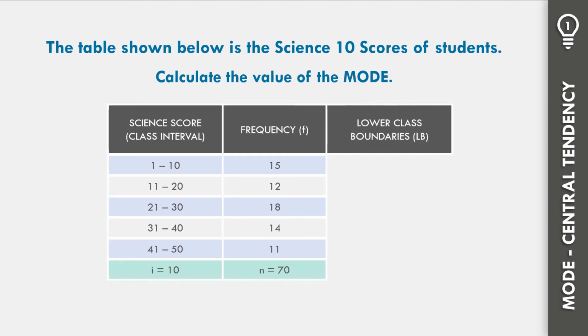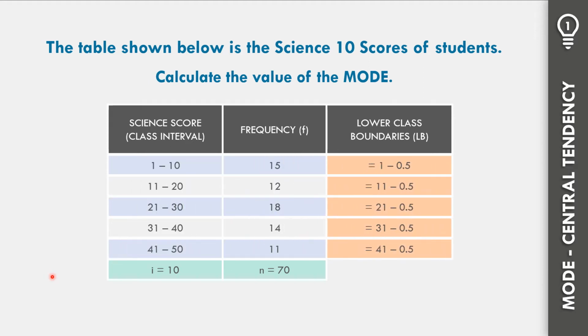Let us compute for the lower class boundaries. The lower limits are 1, 11, 21, 31, and 41. To get the lower class boundaries, subtract 0.5. So 1 minus 0.5 is equal to 0.5. 11 minus 0.5 is equal to 10.5. 21 minus 0.5 is 20.5. 31 minus 0.5 is 30.5. 41 minus 0.5 is equal to 40.5.